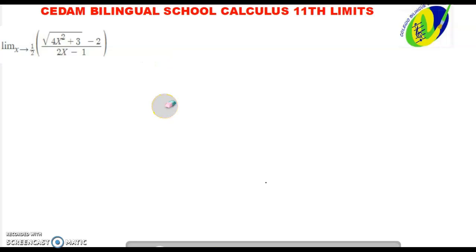So let's start. Let's analyze the numerator. We have a root. So one alternative is to conjugate the numerator. So let's do it. To conjugate, we multiply both the numerator and the denominator by the conjugate of the root. So we got this, and now the conjugate would be the square root of 4x squared plus 3, and instead of negative 2, write plus 2.